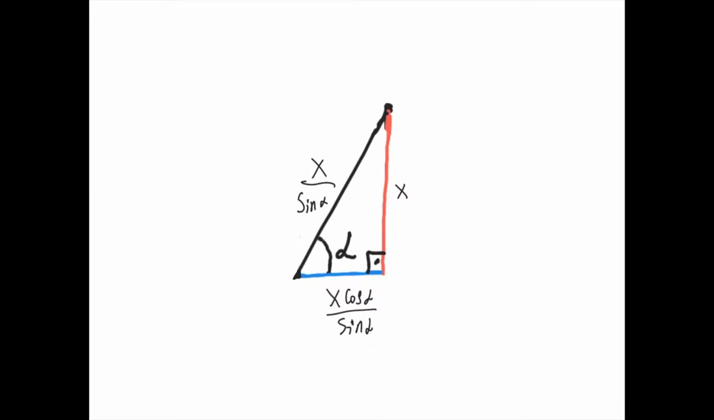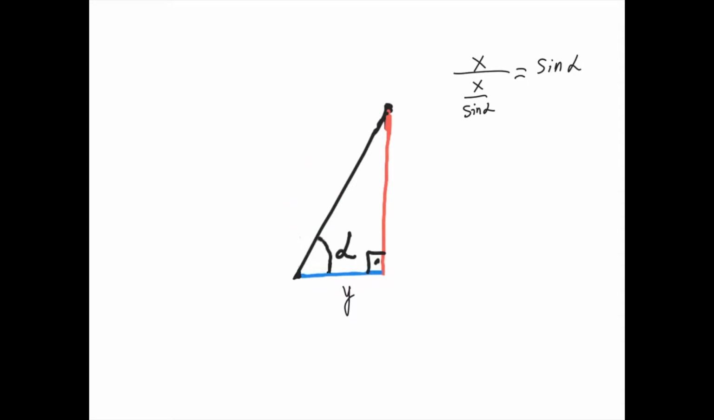You see how that works out? The sine of alpha is this side divided by this side, and therefore this divided by this should be x divided by sine of alpha. X cancels out, and we get 1 divided by sine of alpha, which is sine of alpha. And then for this side, we know that this side divided by this side is cosine of alpha, and therefore this times cosine of alpha equals this, which is obviously true.